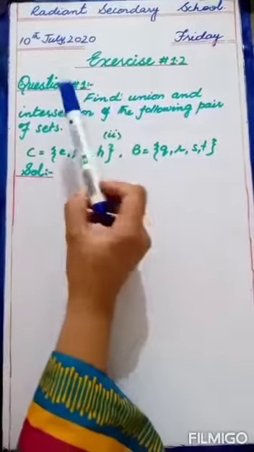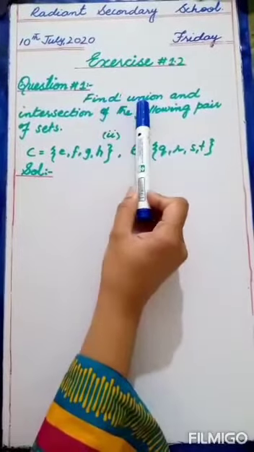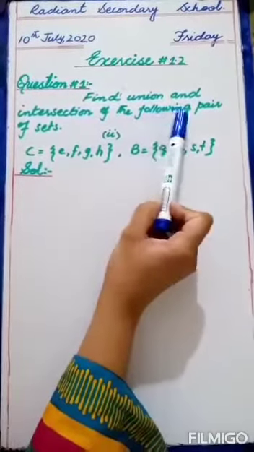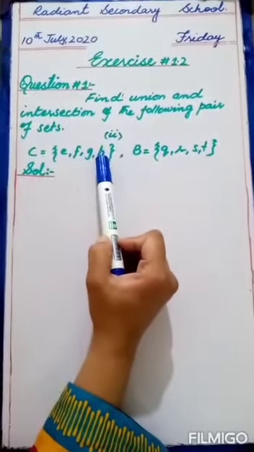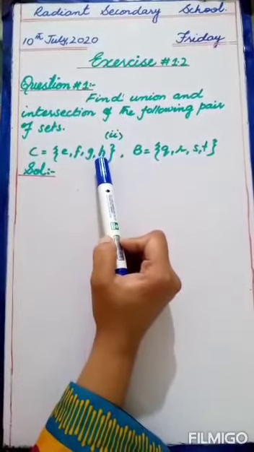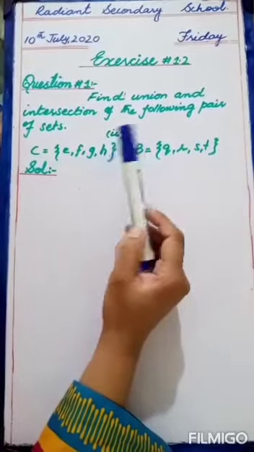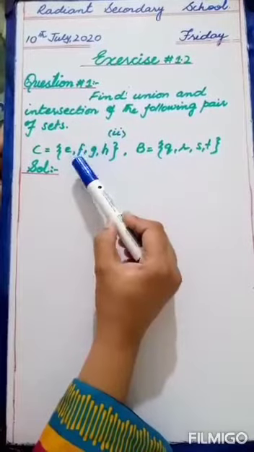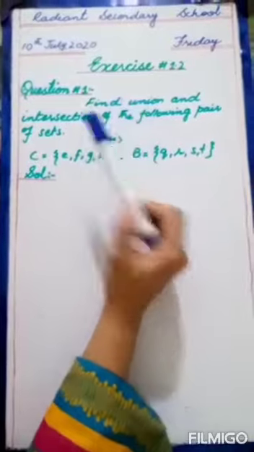Okay, now we are going to start from question number 1. Question number 1 is: find union and intersection of the following pair of sets. I am doing part number 2 from these parts. The rest of the parts you can do by yourself. Okay, 2 sets are given. You have to find their union and intersection.